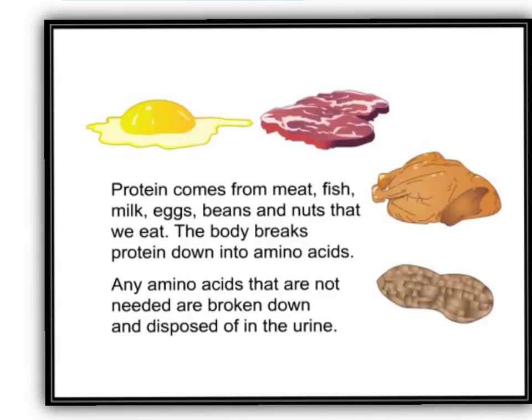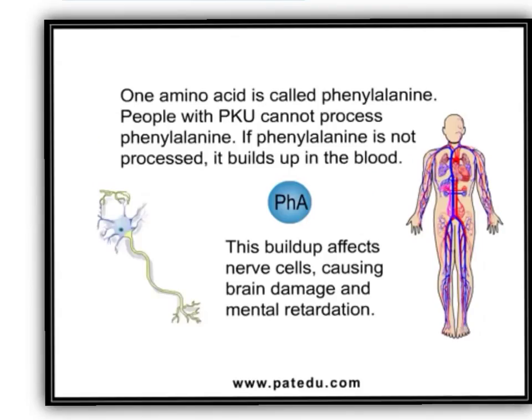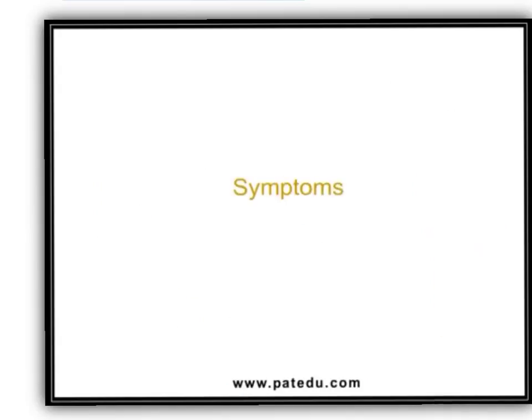Protein comes from meat, fish, milk, eggs, beans, and nuts that we eat. The body breaks protein down into amino acids. Any amino acids that are not needed are broken down and disposed of in the urine. One amino acid is called phenylalanine. People with PKU cannot process phenylalanine. If phenylalanine is not processed, it builds up in the blood. This buildup affects nerve cells, causing brain damage and mental retardation.